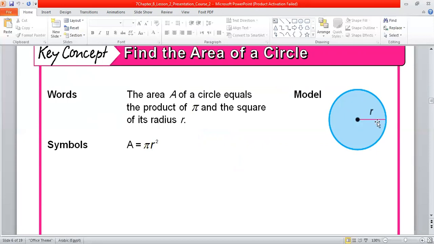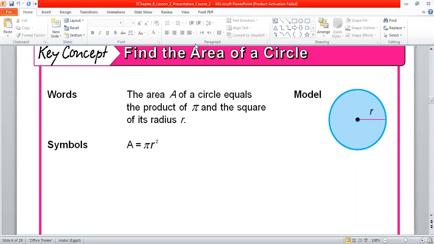R denotes the radius. The radius is the line segment joining the center and any point on the circle. So the area of the circle equals pi times r squared. The product means the times, or multiplication.